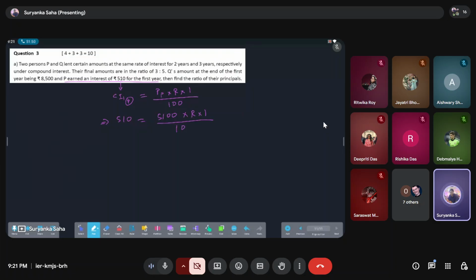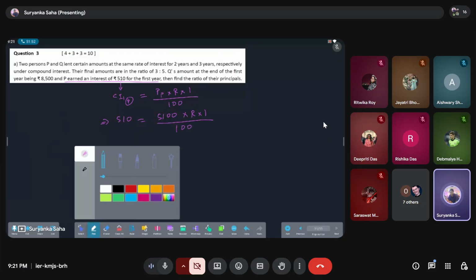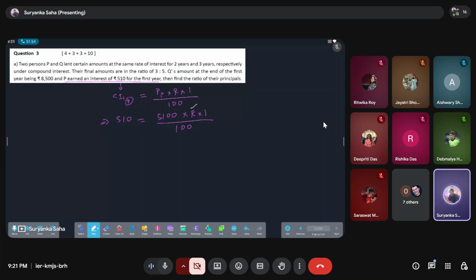So from here you will find the value of the rate. Very easy. Two zeros get cancelled out and this 51 will get cancelled, and it will be 10. So your rate will be 10%, and the rate is found by using this information: P earned an interest of 510 for first year. That was the second piece of information given in the question.